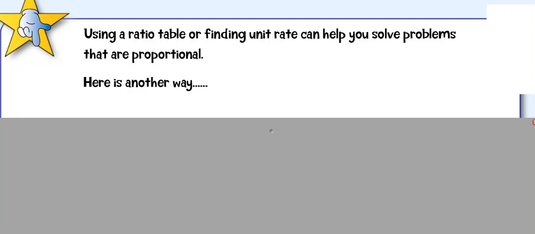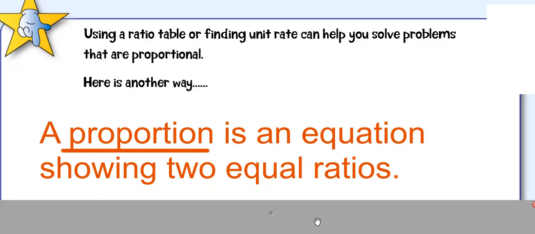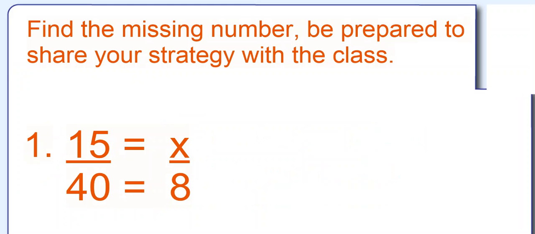All right, so we have been working with ratio tables and unit rates and then even proportions. We're dealing with proportional relationships. So remember, a proportional relationship is an equation showing two equal ratios. All right, so let's look at a couple of examples as to what I'm talking about.